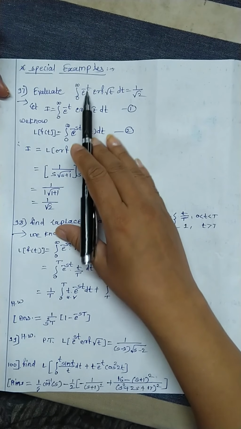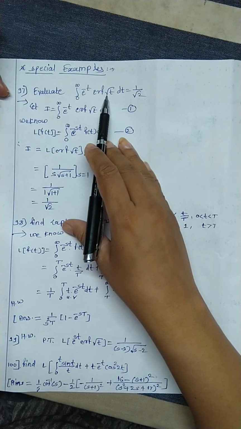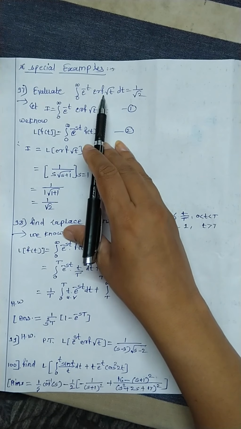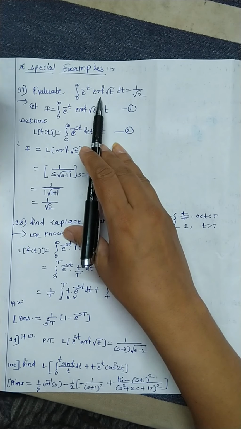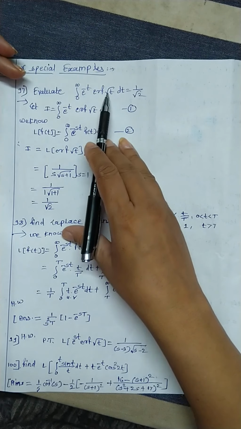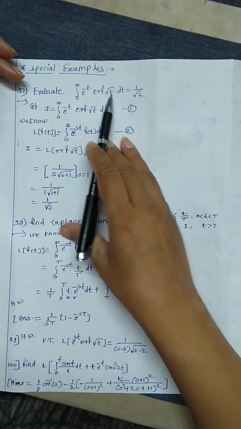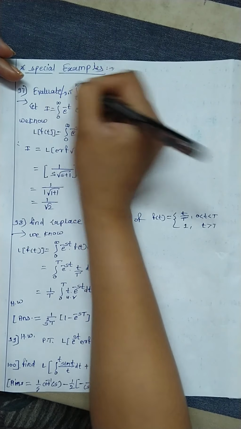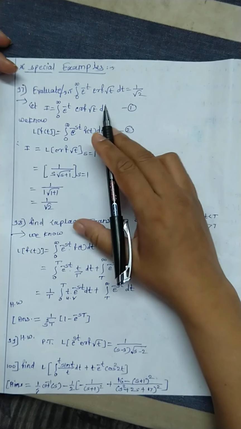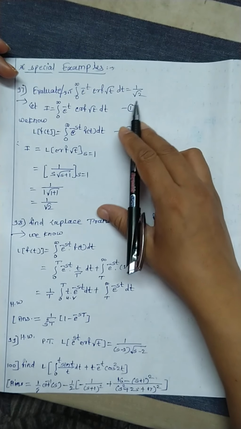What is the integration? 0 to infinity e raised to minus t, error function of root t. Error function of root t we have already seen, we already know its Laplace. We have to mug up the Laplace of special functions. Error function of root t dt is equal to, we have to evaluate or show that this answer should be 1 upon root 2.